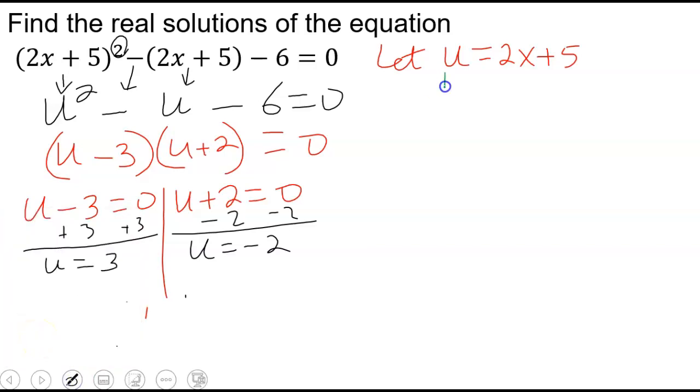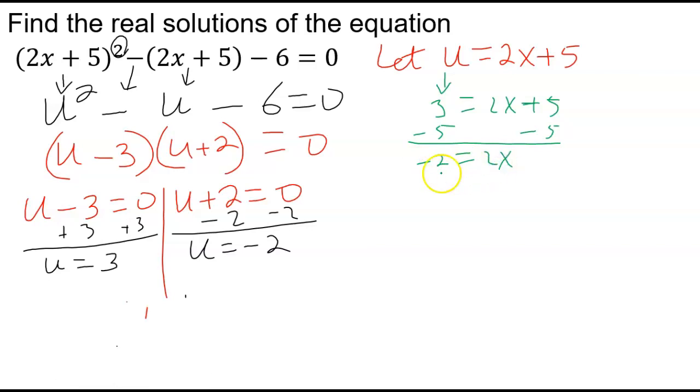So we replace u for 3 equals 2x plus 5, and then we solve. This is a linear equation now. So subtract 5 from both sides. The same process of solving equation. And then divide both sides by 2. So that gives us negative 1 equals x. Okay, so x is what we are solving for.